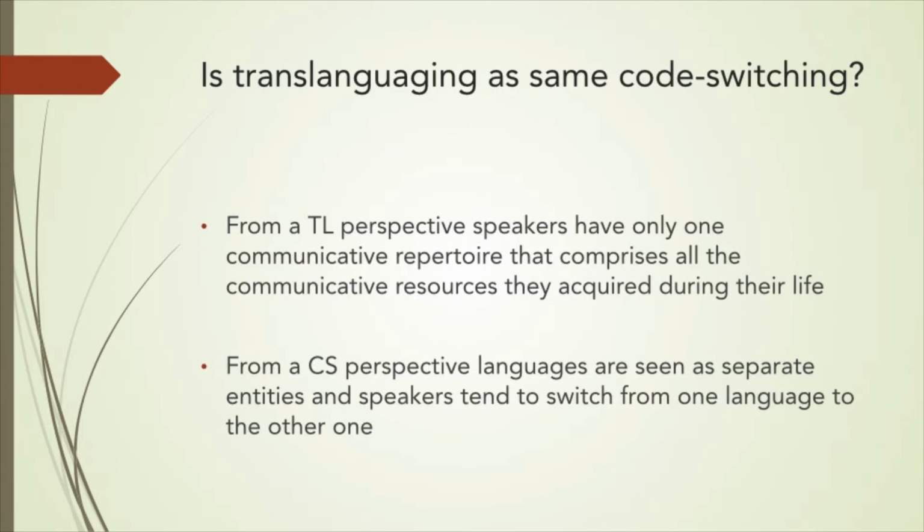Another point to mention here is the difference between translanguaging and code switching. As you might remember from one of our past videos, these two terms seem to sometimes overlap. The main difference we should take into account is that from a translanguaging perspective, speakers have only one communicative repertoire that includes all the communicative resources that they have been acquiring during the course of their life. Instead, from a code switching perspective, languages are seen as separate entities. So speakers tend to switch from one language to the other one.